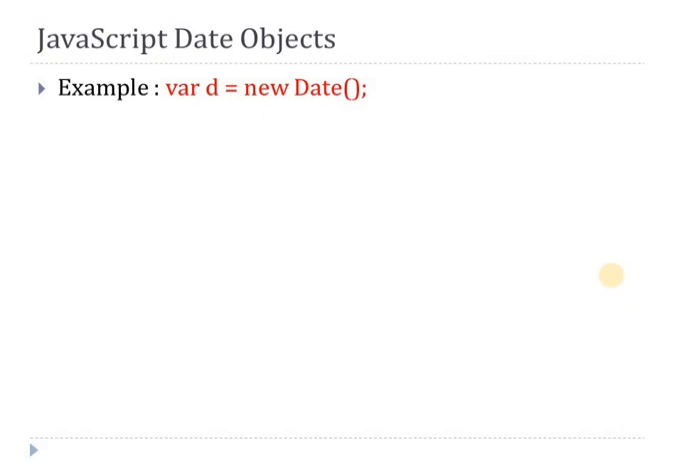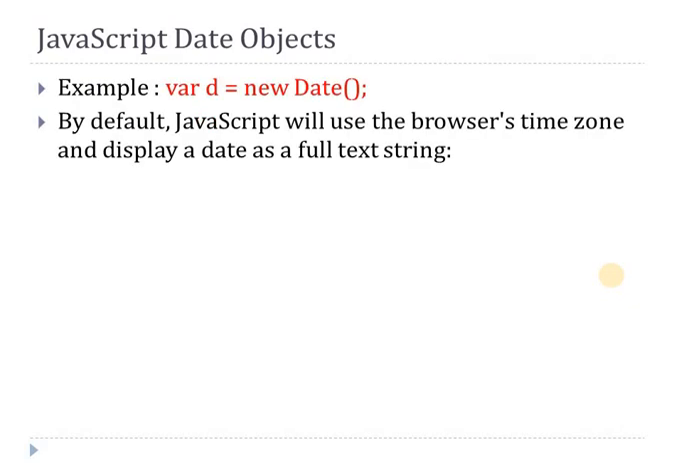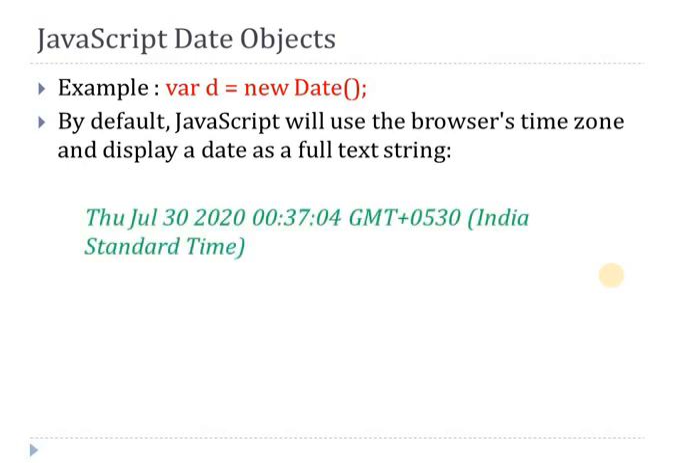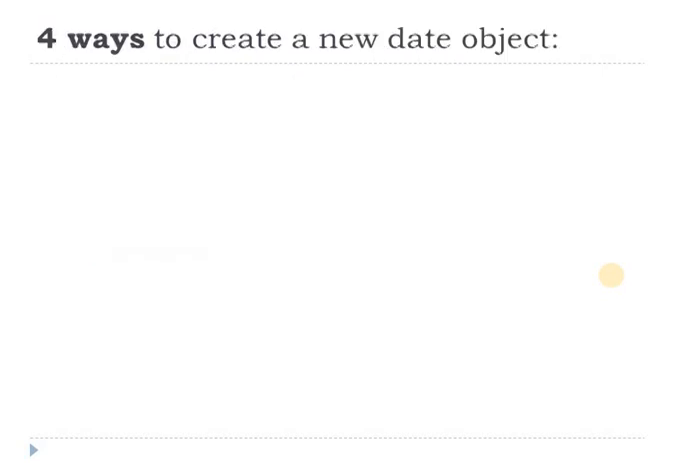After that, the JavaScript Date object. By default JavaScript will use the browser's time zone and display the date as a full text string. If you just print out this variable d, then it will return a string in this format. There are 4 ways to create a new date object. Let's see one by one.